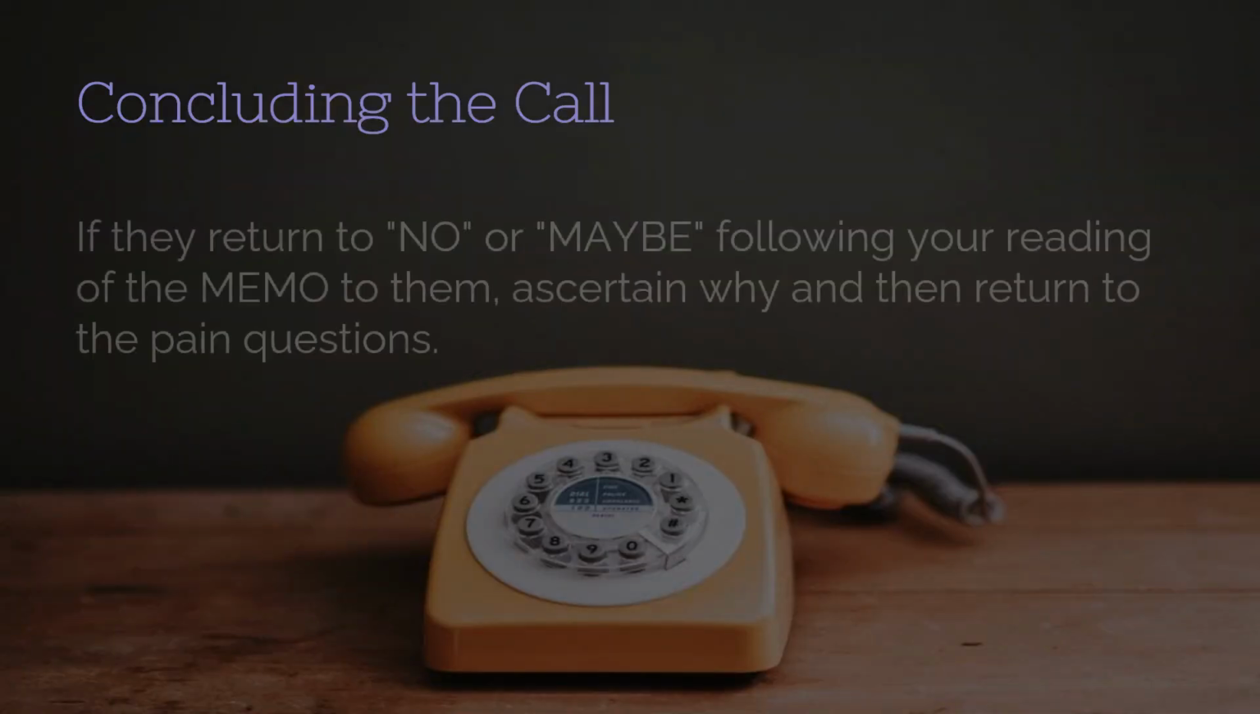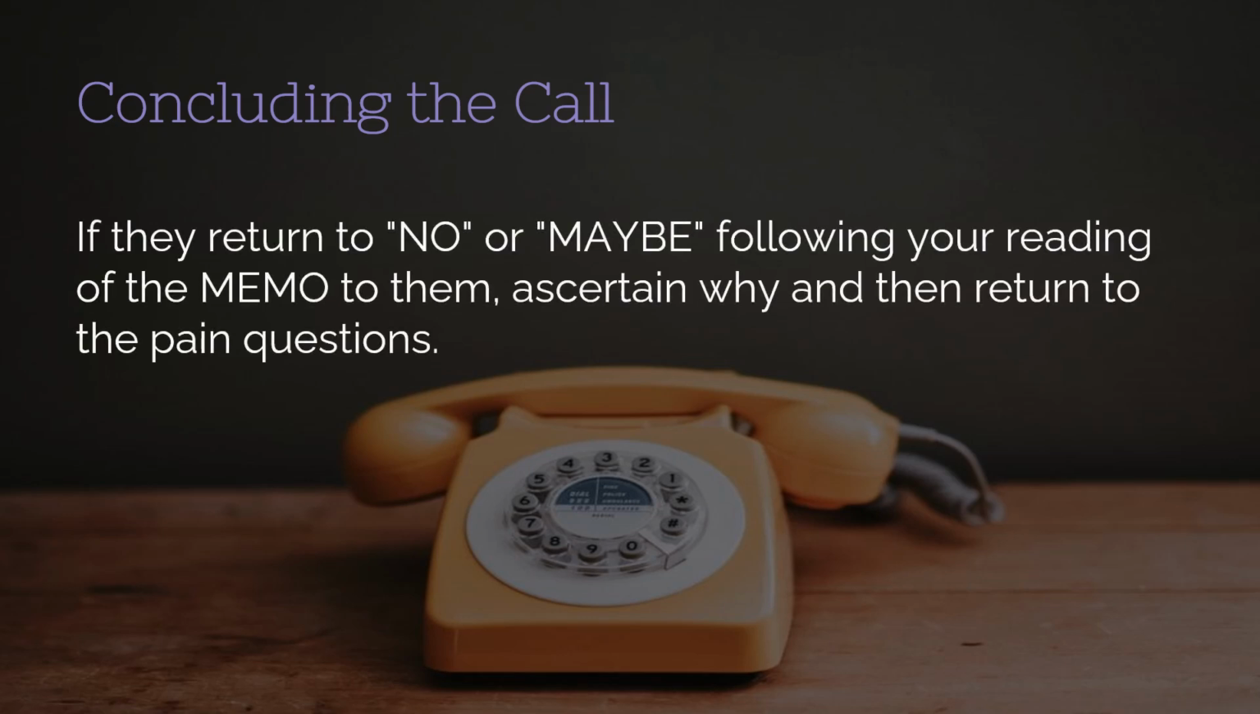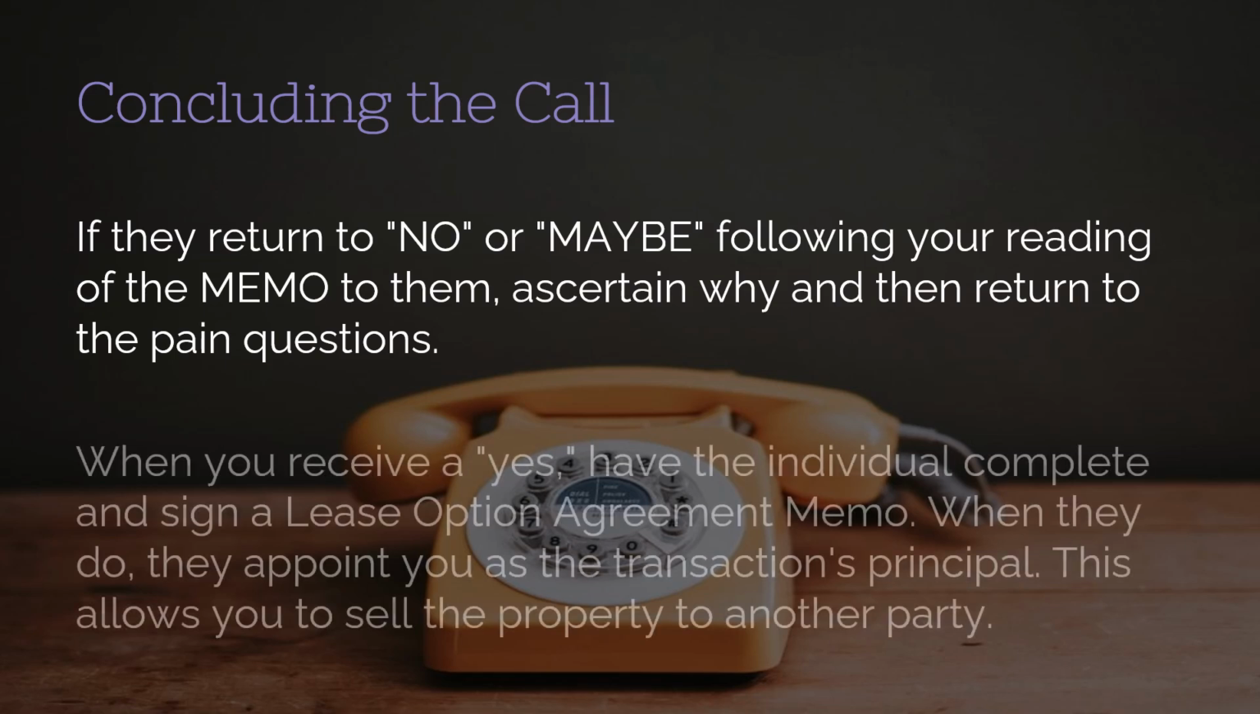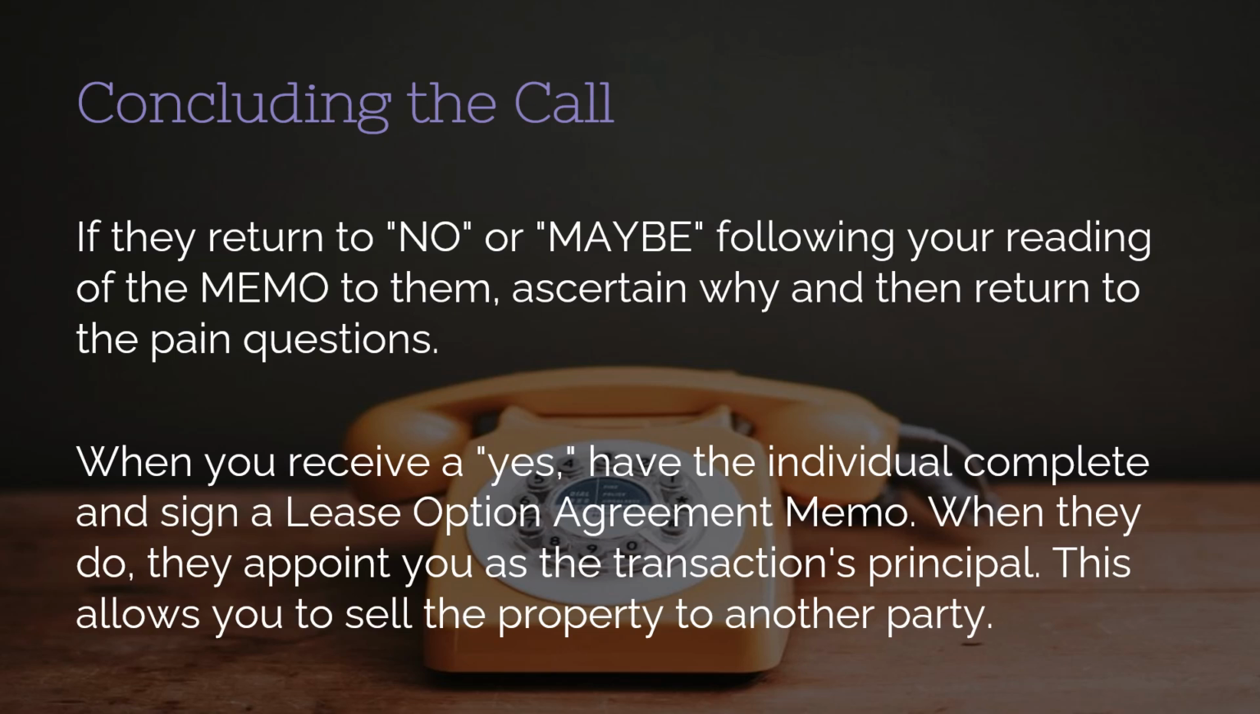If they return a no or maybe after you read the memo to them, ask them why and then return to the probing questions. When you receive a yes, have the individual complete and sign the lease option agreement memo. When they do, they appoint you as the transaction's principal. This allows you to sell the property to another party.